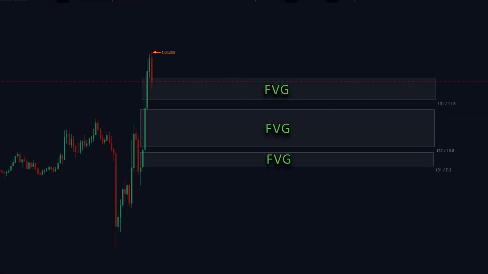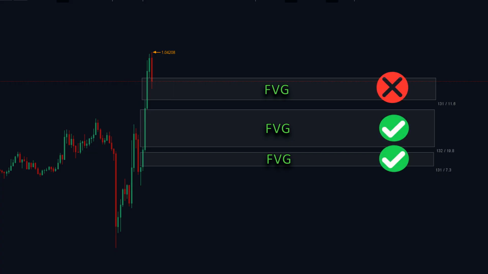Now, an important question arises: which fair value gap should you choose when analyzing the chart? Here we have several FVG areas marked, and the general idea is to wait for price to enter these zones before looking for potential buying opportunities.